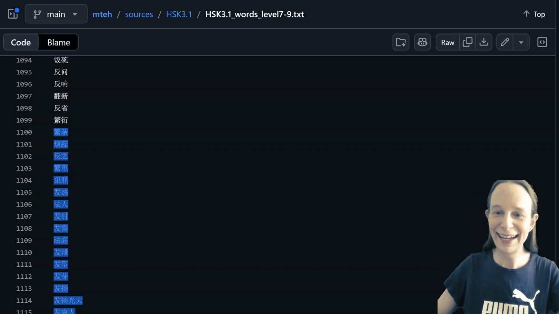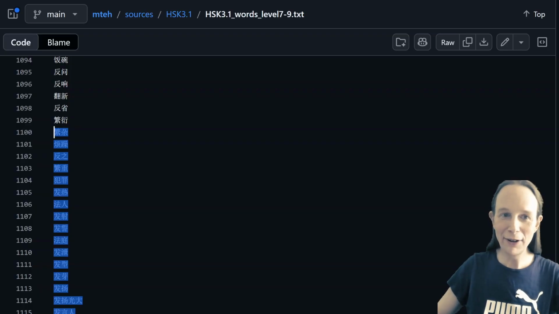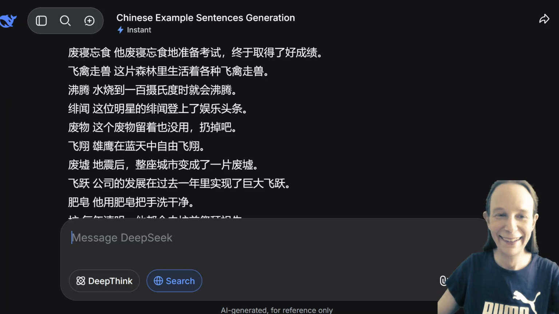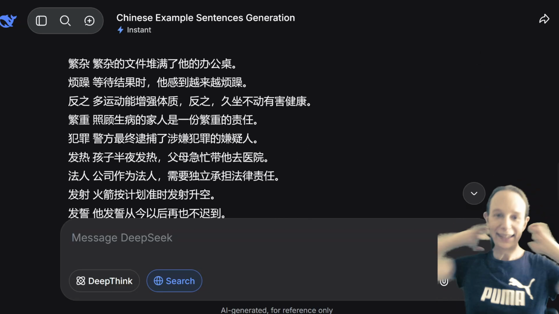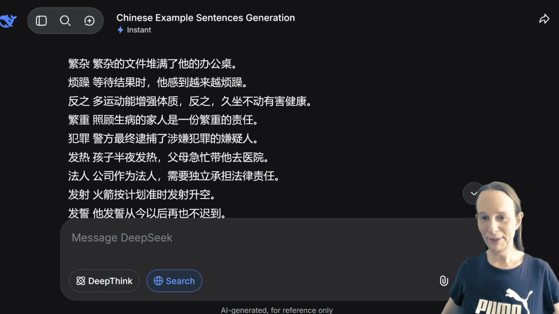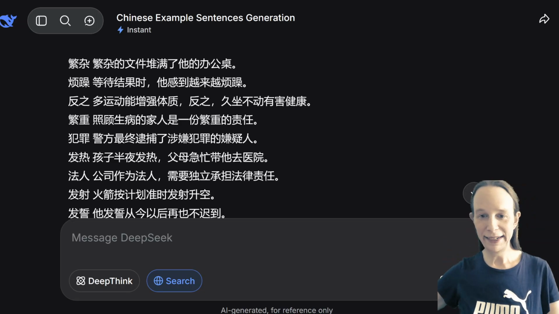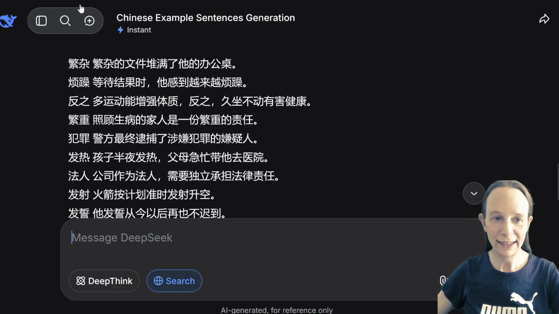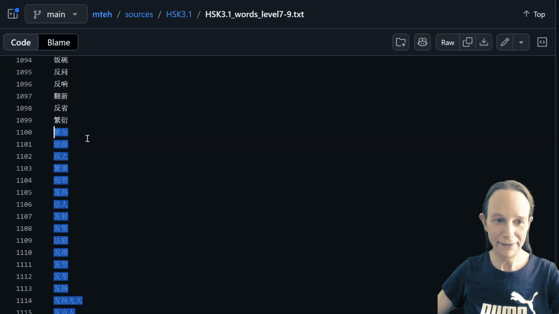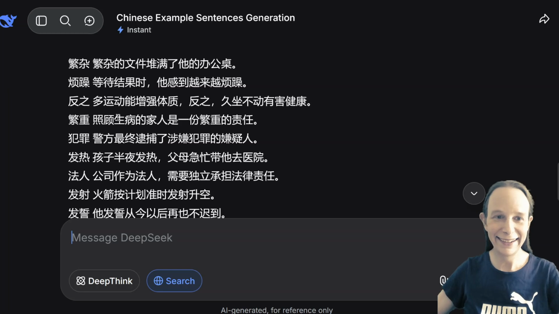We're doing HSK 7 through 9 vocab. The grind continues. So I gave it to DeepSeek, and DeepSeek gives us example sentences, and for those that we need extra work on, we will work on. Alright, we're doing F. We're getting there, we're getting there.